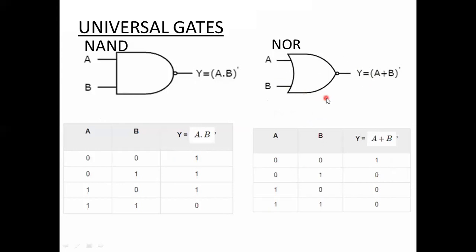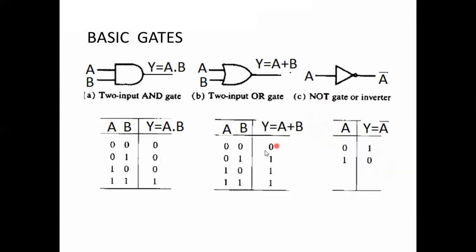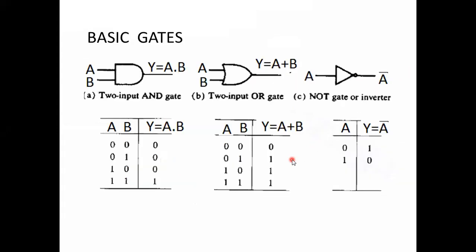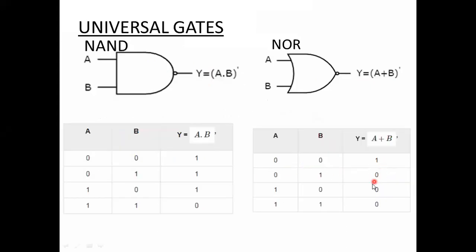Next, the NOR gate. NOR gate means inversion of the OR gate: OR gate plus NOT gate becomes a NOR gate. The output expression is A plus B whole bar. If you observe the truth table, the OR outputs are 0, 1, 1, 1, so the NOR outputs are 1, 0, 0, 0. Inversion of OR, complement of the OR gate. That is the NOR gate.